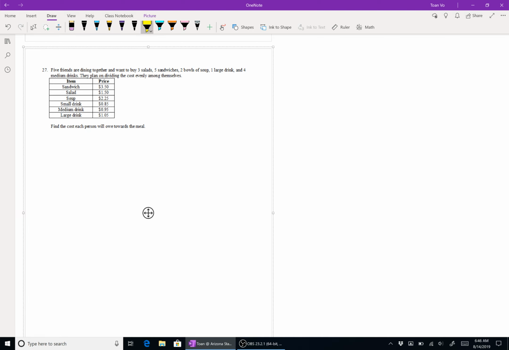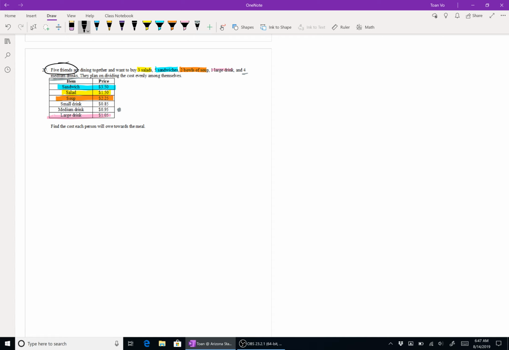So it looks like a big word problem. So we have 5 friends, that's key there, and they're dining and they want to buy 3 salads, 5 sandwiches, 2 bowls of soup, 1 large drink, and 4 medium drinks. So they give us a table of the prices, so just match them. Salads are yellow, sandwiches are blue, soups are red or orange, and a large drink is, I think this is pink. And we have medium drinks, which is this guy here.